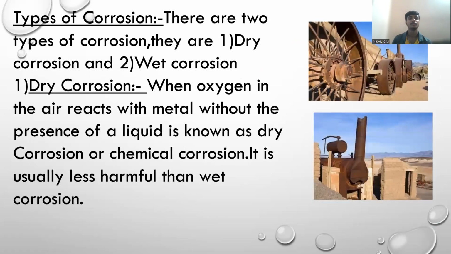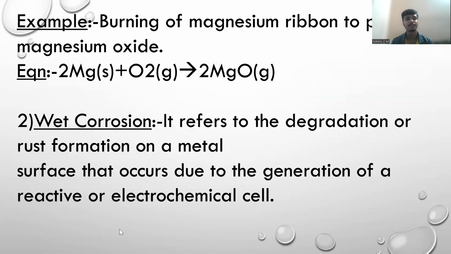Types of corrosion. There are two types of corrosion: the first one is dry corrosion and the second one is wet corrosion. Now let us discuss dry corrosion. When oxygen in the air reacts with the metal without the presence of a liquid, it is known as dry corrosion, or we can also call it chemical corrosion. It is usually less harmful compared to wet corrosion.